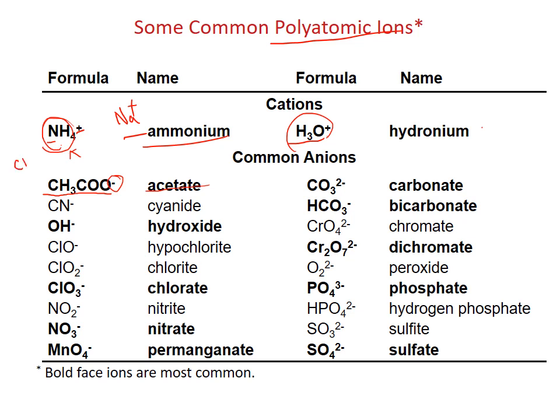So vinegar is CH3COOH, and this is vinegar, also called acetic acid. When this acid deprotonates this hydrogen, it forms CH3COO minus, which is called acetate.